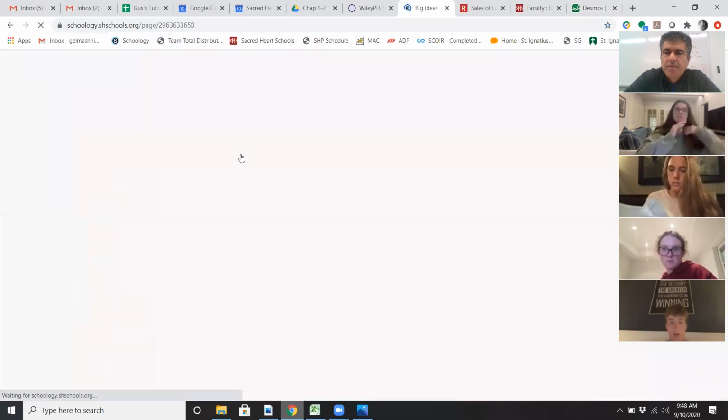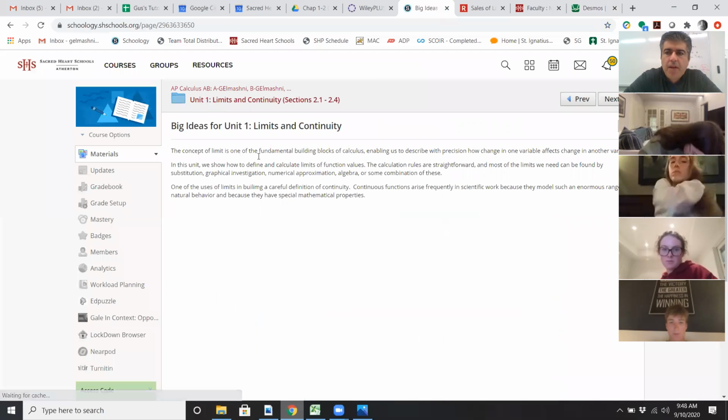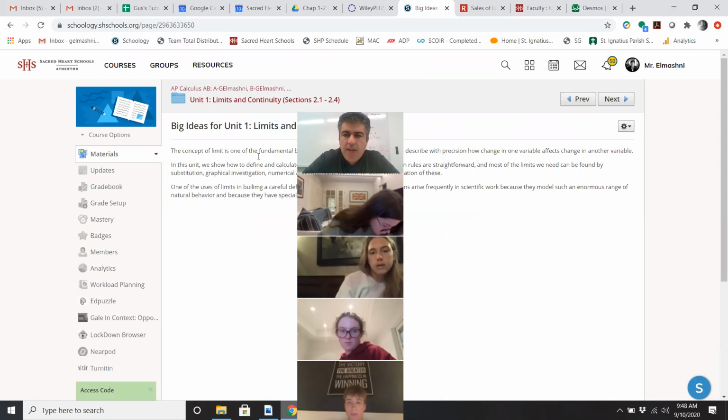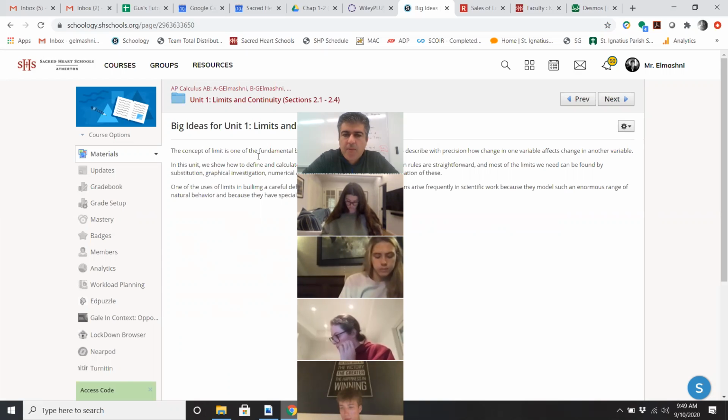So our big ideas again. The concept of limit is one of the fundamental building blocks of calculus, and it describes with precision how change in one variable affects change in another. Okay. Importantly, we show how to define calculus limits of function values. The calculus rules are straightforward. Most of the limits we need can be found by substitution. We've done graphical investigation. We've done numerical approximation. We've done algebra. We've done a combination of stuff. So we're getting there. And then one of the uses of limits, that's a typo, one of the uses of limits is building a careful definition of continuity. We're going to get to continuity later in this unit. That's a typo, I need to fix that.